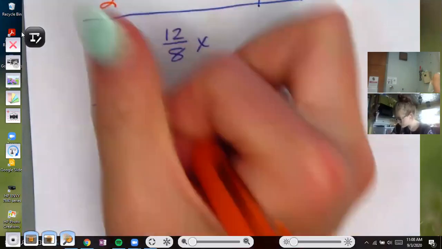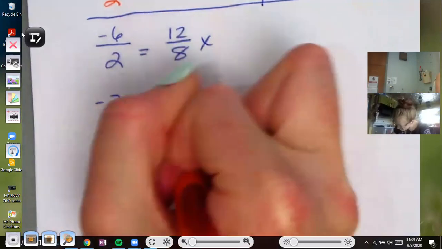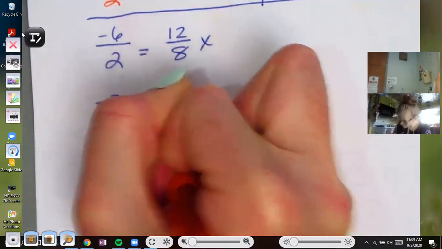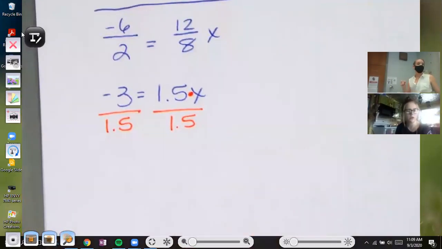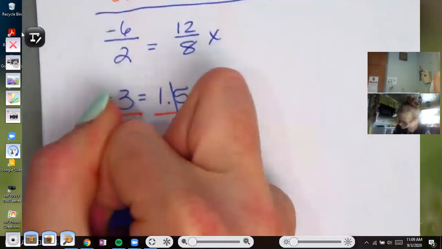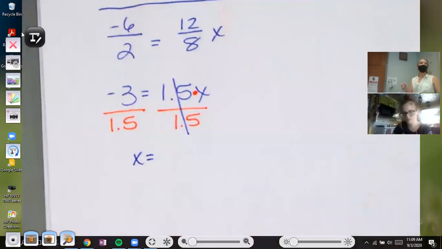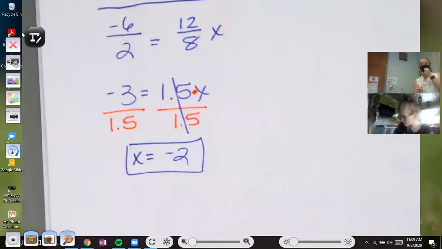I like to put the half, even though it's fractions. All right, so there's a decimal with our x, that's 1.5 times x. So how are we going to get rid of 1.5? Divide by 1.5. If I do it to one side, I have to do it to the other. They cancel out, and x equals -3 divided by 1.5, which is -2.